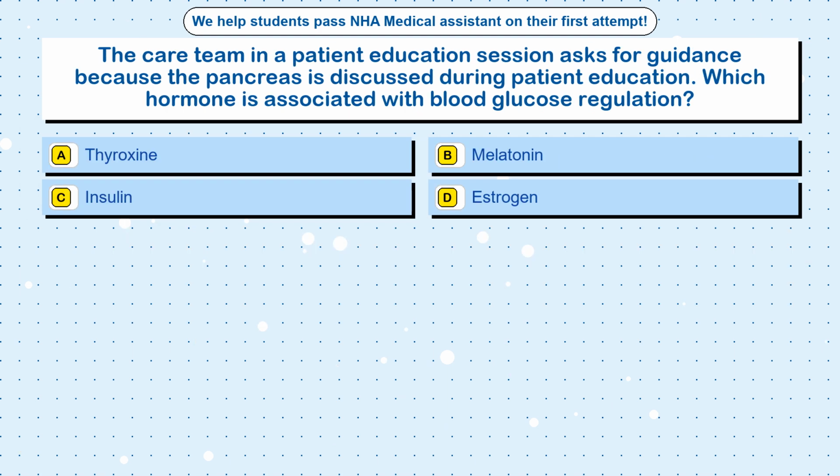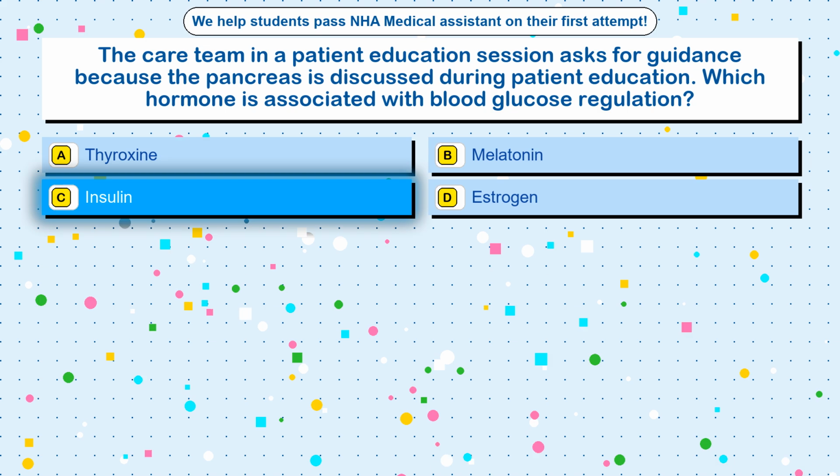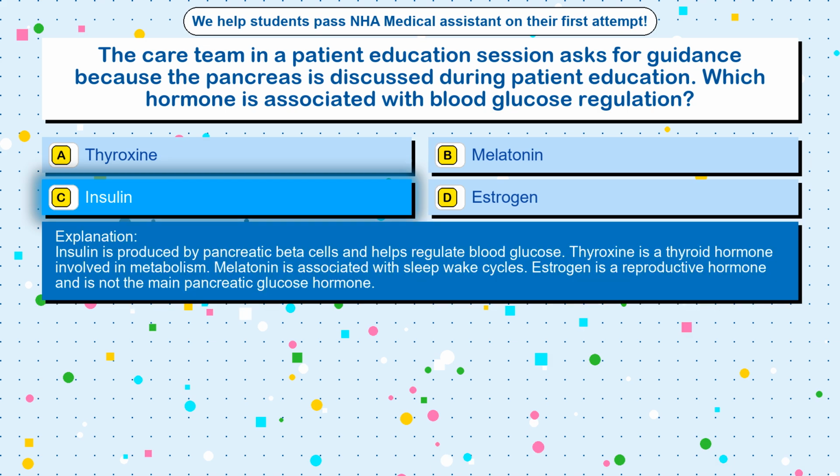Question 90. The care team in a patient education session asks for guidance because the pancreas is discussed during patient education. Which hormone is associated with blood glucose regulation? Option A, thyroxine. Option B, melatonin. Option C, insulin. Option D, estrogen. The correct answer is option C, insulin. Insulin is produced by pancreatic beta cells and helps regulate blood glucose. Thyroxine is a thyroid hormone involved in metabolism. Melatonin is associated with sleep-wake cycles. Estrogen is a reproductive hormone and is not the main pancreatic glucose hormone.